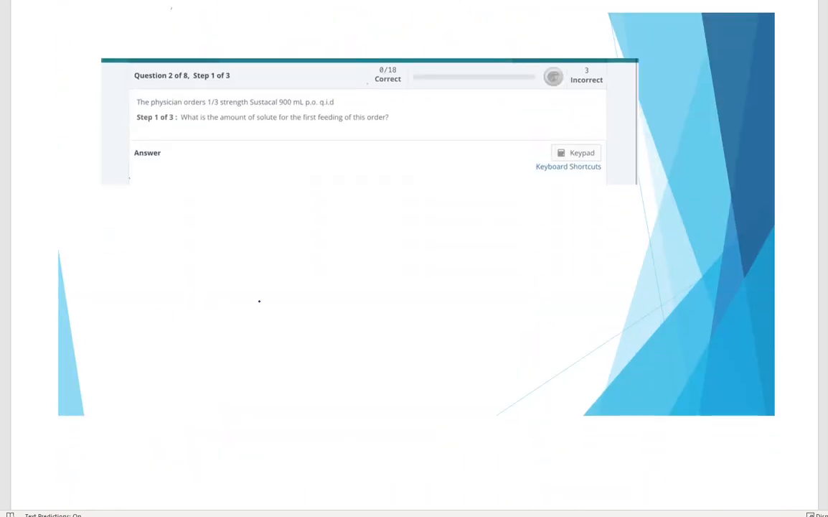It's actually question 2 on our slides, but it says the physician orders 1/3 strength of Sestical, 900 milliliters by mouth every 4 hours. What is the amount of solute for the first feeding of this order? Notice this question is asking for the first feeding of this order. And we want it as 1/3 strength. So remember, with the strength, the top number is, in this case, 1 part of our solute, and then the bottom number is our three total parts, which is our solution.